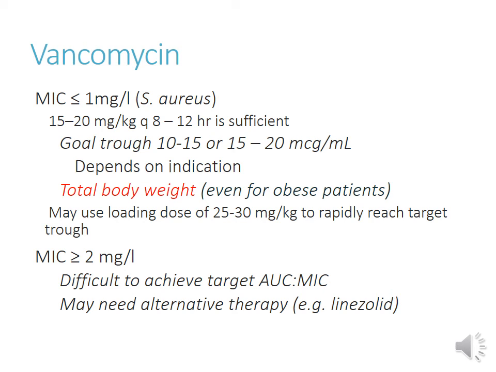Keep in mind that when you're looking at your MICs, oftentimes this may not get reported, but it's something you can actually call your micro lab about and figure out what the actual MIC of the bug is. In a lot of cases, if the MIC is greater than 2 milligrams per liter, it's so difficult to get the vancomycin levels high enough without causing toxicity that you won't even use the drug. You'll just end up switching over to an alternative therapy, something like linezolid, which we'll talk about in just a little bit.